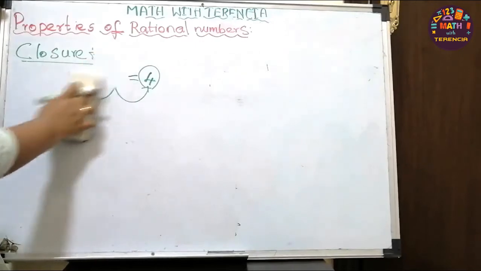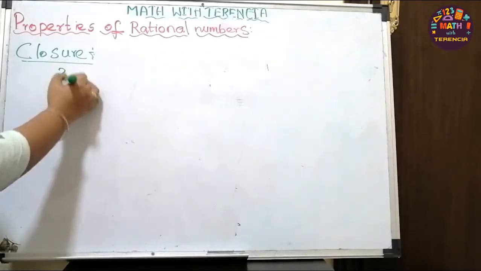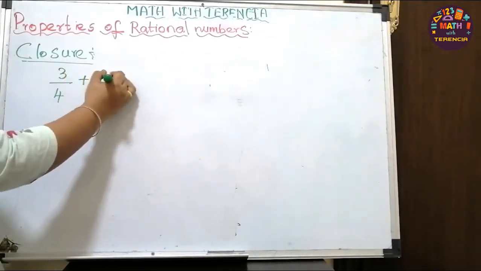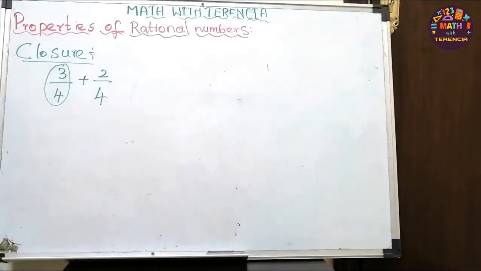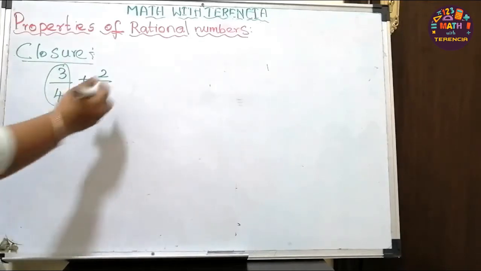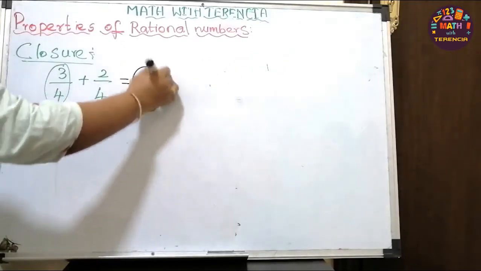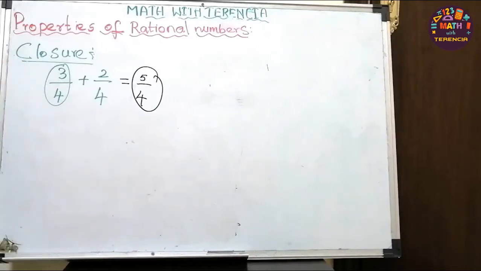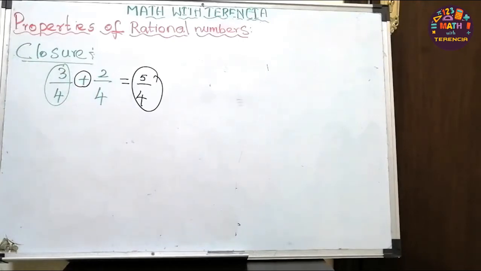The same thing let's see in rational numbers. 3 by 4 plus 2 by 4. 3 by 4 is a rational number. 2 by 4 is a rational number. When I add, I will get 5 by 4. So 5 by 4 is also a rational number. So addition of rational numbers is closed, or closure property is true for addition of rational numbers.